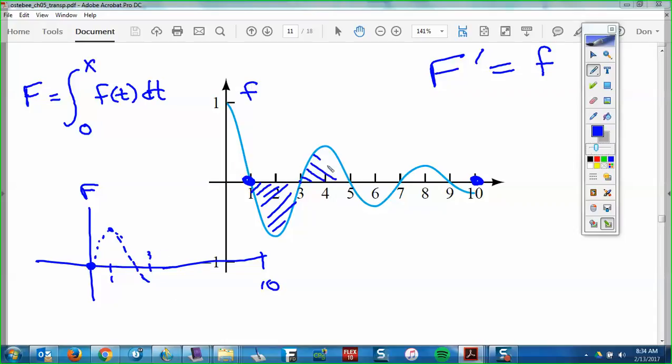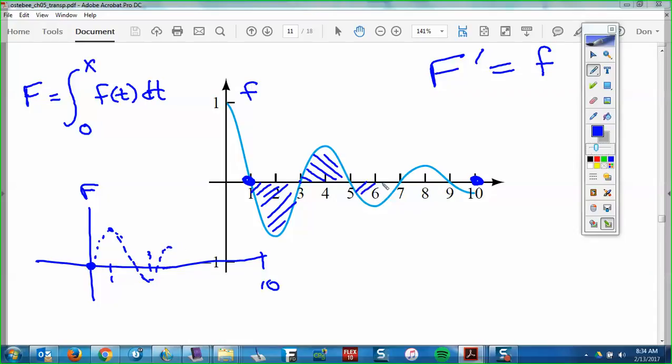Then what's it going to do? It's going to pick up some positive area. But how much? Not as much as it lost here, right? It's not going to pick up as much because this is a smaller piece than this. So it went down, down, down. It's going to come back up, but it's not going to go up as high.